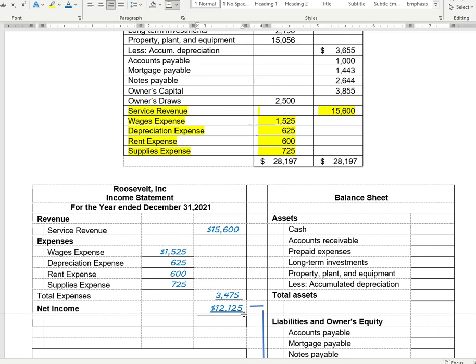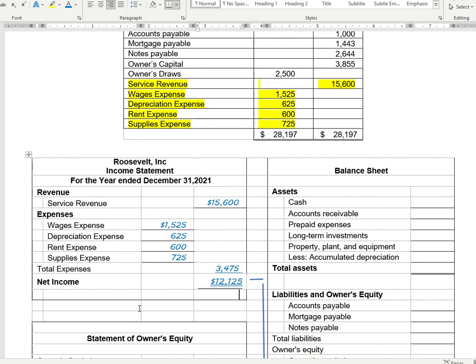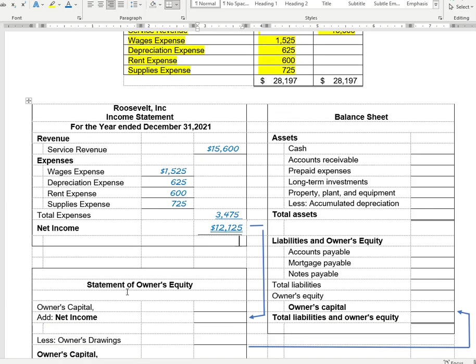Let me see if I can make that column. There we go. There's a double underline there. Sometimes it's hard to do tables in Word, so it's a little choppy. All right, so that's our income statement.